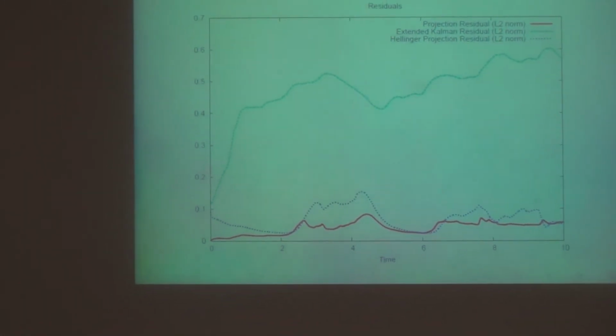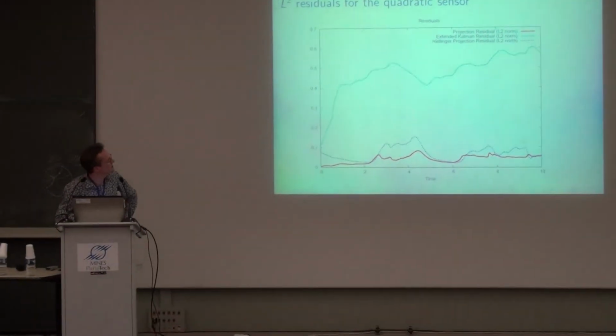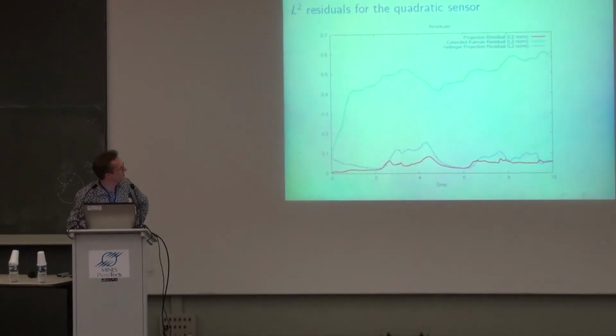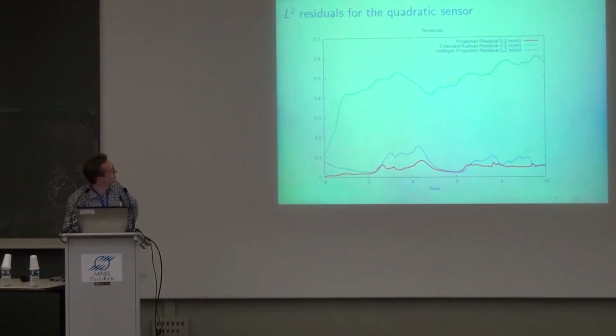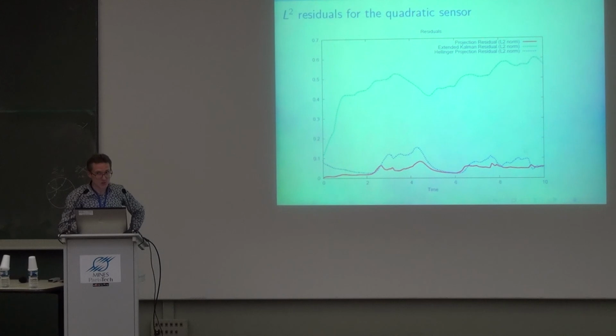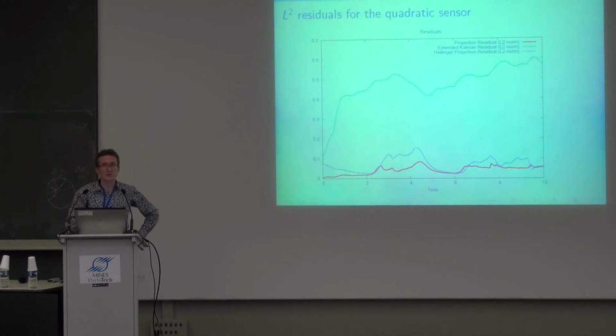Here are some empirical measures of the accuracy of the different methods. This is just measuring the L2 norm of the error, and you can see down at the bottom this red line is how the method I'm describing works, and it's beating its two competitors reasonably convincingly in this case. So I think I'll end there.